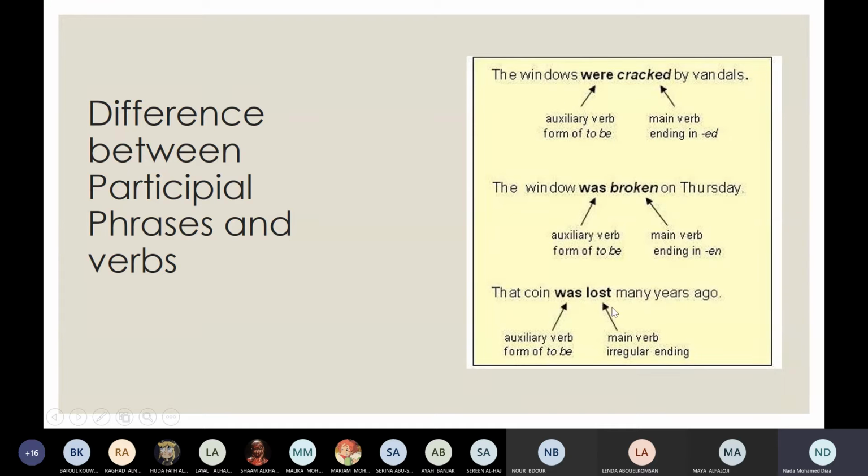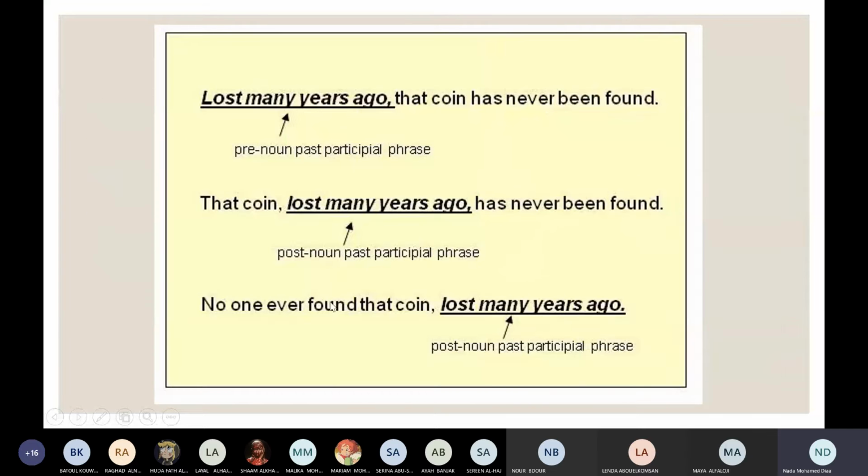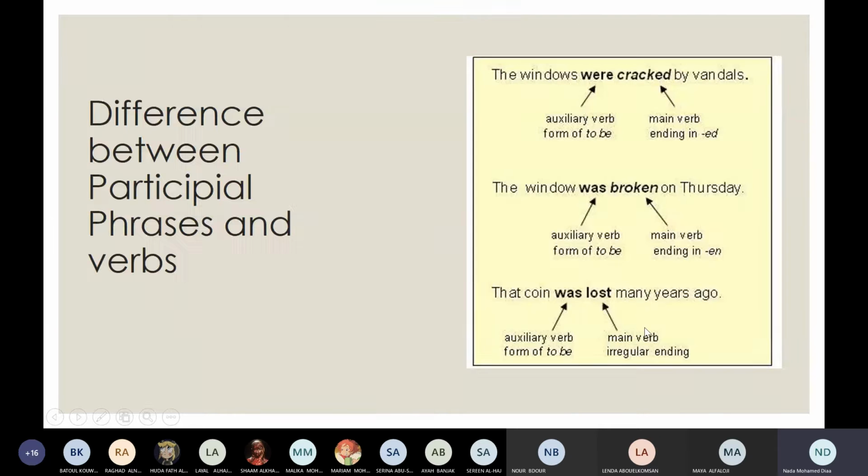That coin was lost many years ago. Look, girls, that coin was lost many years ago, and here no one ever found that coin lost many years ago. Here, that coin was lost many years ago. Was here, I have an auxiliary verb.